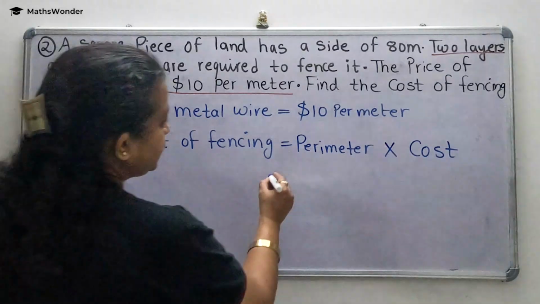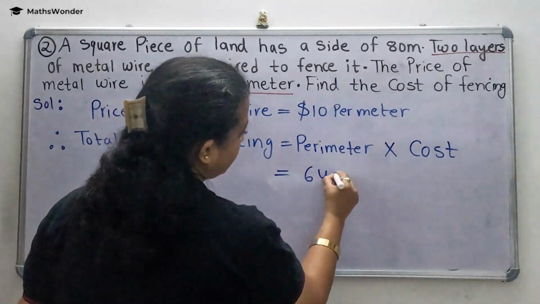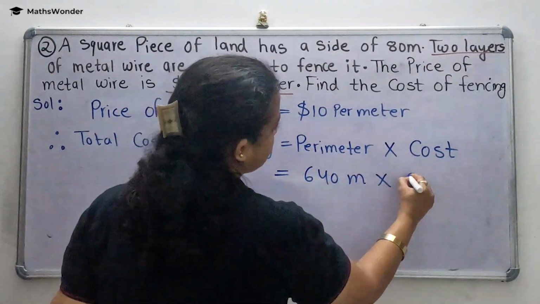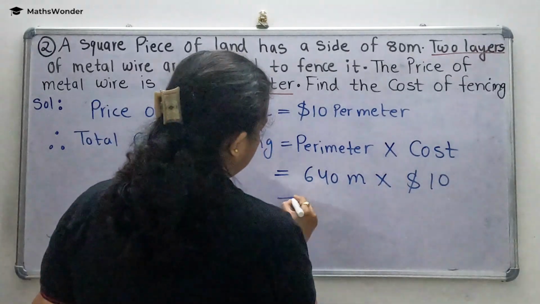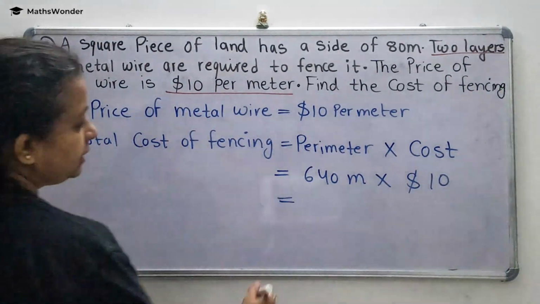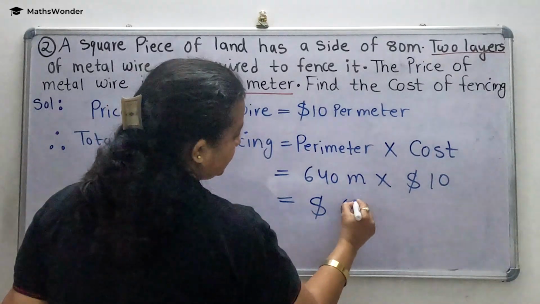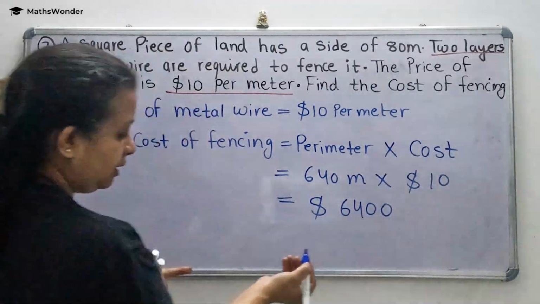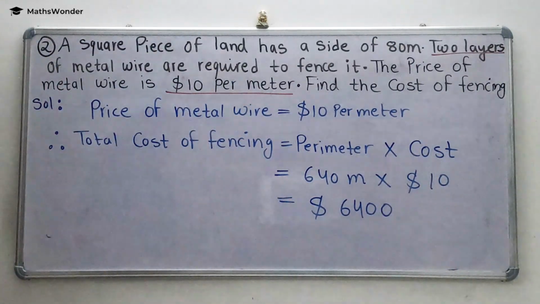So the perimeter was 640 meters and the cost is $10. Then just multiply it, and you will get $6,400 required to fence it. Okay, understood the answer?